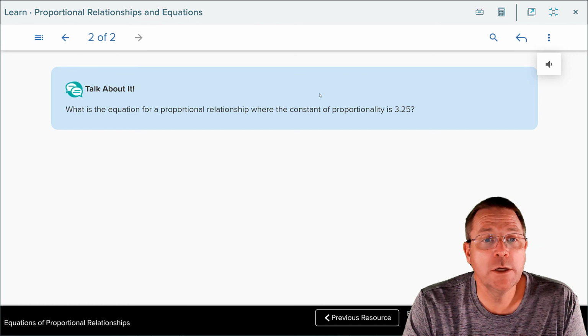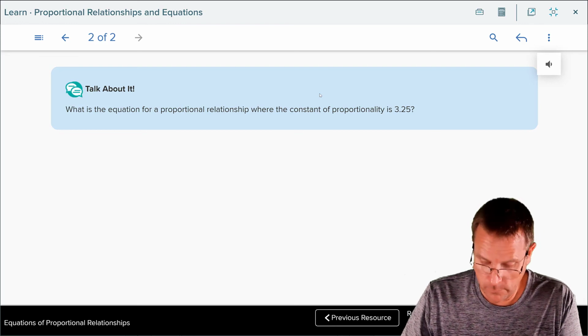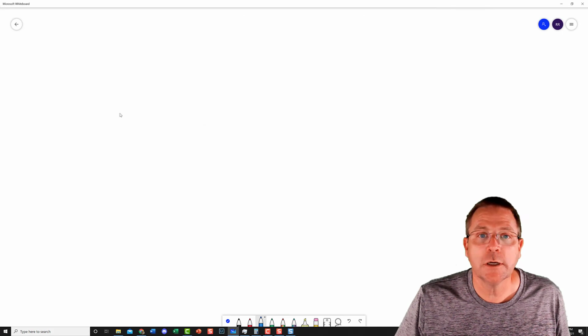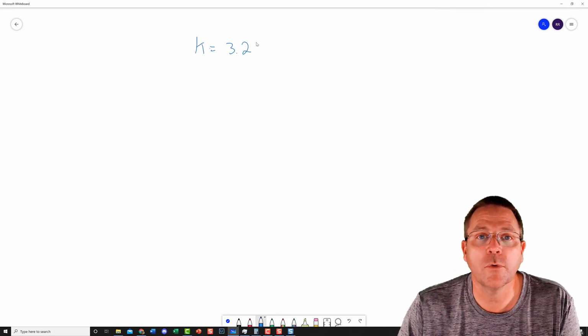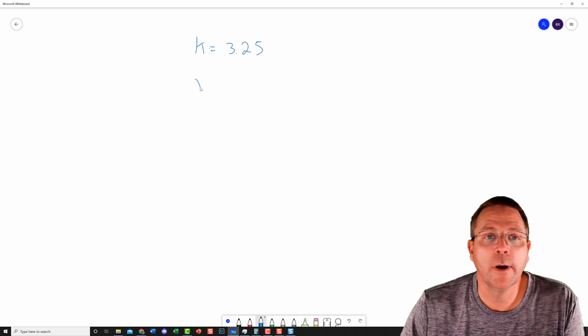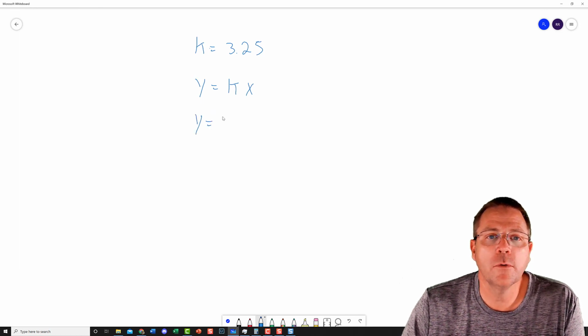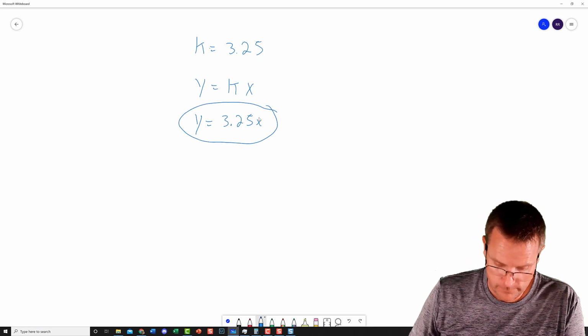What is the equation for a proportional relationship where the constant of proportionality is 3.25? Let's go back to our screen here. I know my constant of proportionality is 3.25. I know my equation for direct variation is y is equal to kx, and I know that y therefore will equal 3.25 times x, and that would be your final answer.